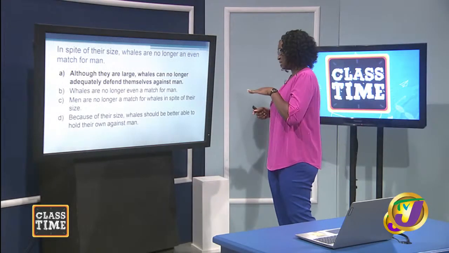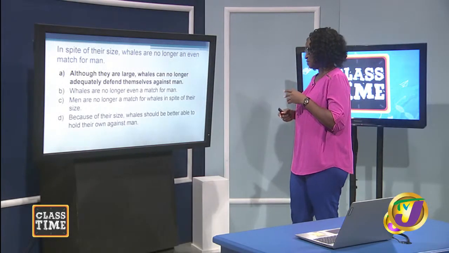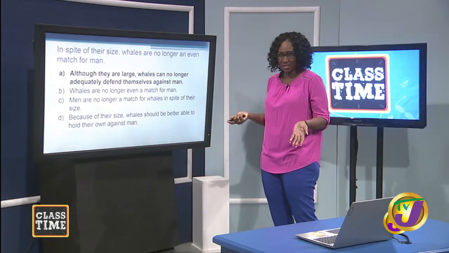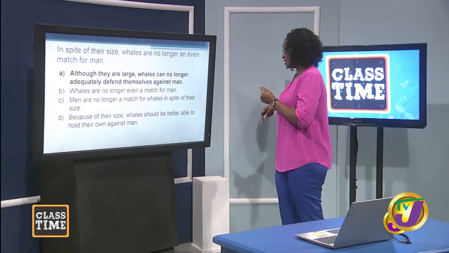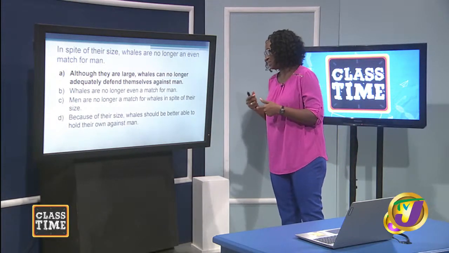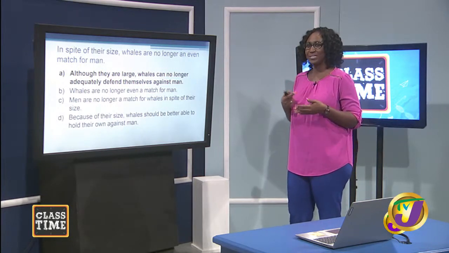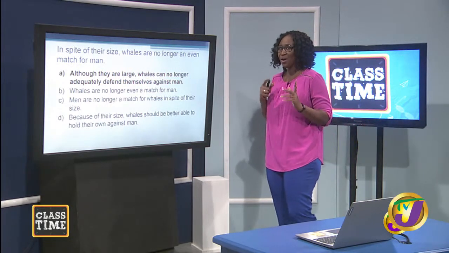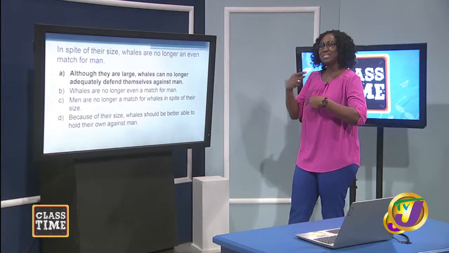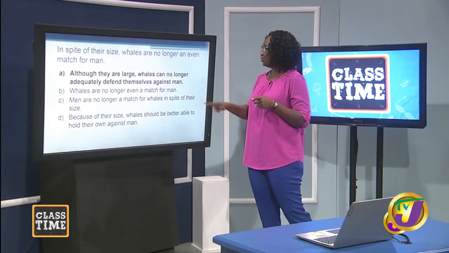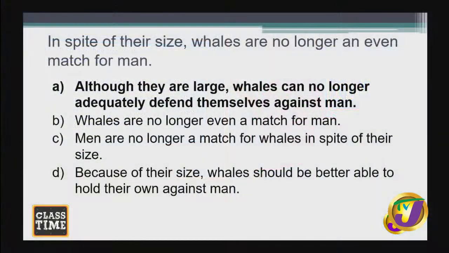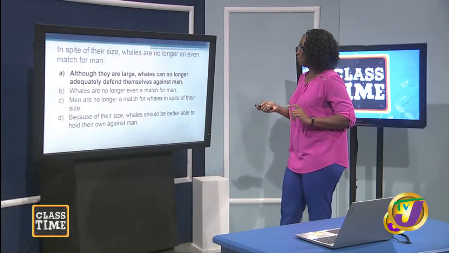Now, it says in the next one, men are no longer a match for whales in spite of their size. That one definitely is not the answer because it is focusing on man and not the whale. And then the last one says, because of their size, whales should be better able to hold their own against man, which is true. However, you want the same meaning being conveyed. Therefore, you need to go with A. Although they are large, whales can no longer adequately defend themselves against man. All right, let's look at one more.